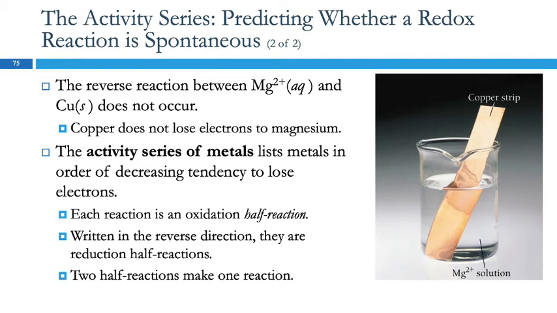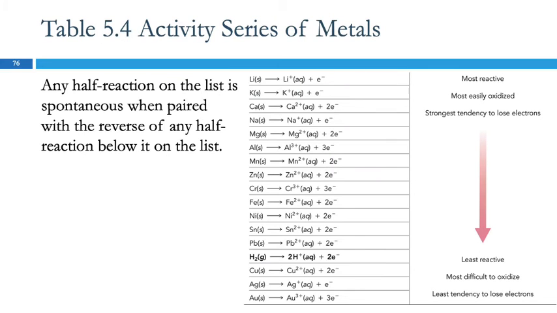So we have a list of metals that allows us to predict whether a reaction will be spontaneous or not. And you do not need to memorize this list. It will be given to you when you need it. The activity series lists the metals in order of decreasing tendency to lose electrons. So we show oxidation half reactions where metal is losing electrons to become an ion. If you turn that half reaction backwards, it becomes a reduction half reaction, and the two of those put together makes a complete reaction.